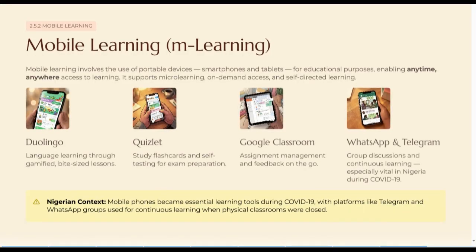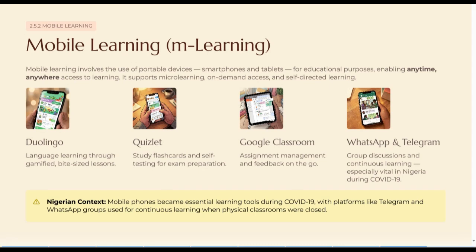Okay, we are looking at another concept called mobile learning. And generally, what is mobile learning? Mobile learning involves the use of portable devices, smartphones, and tablets for educational purposes, enabling anytime, anywhere access to learning. It supports micro-learning, on-demand access, and self-directed learning. This is one of the things I do a lot when I'm traveling, anywhere I am, engaging with my students. And this can be made possible through our mobile phone.